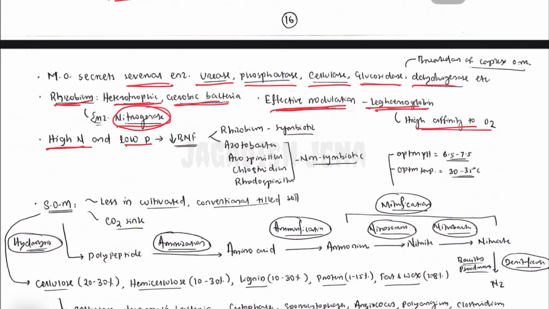High nitrogen, low phosphorus: if the nitrogen content of soil is high and phosphorus in soil is low, then biological nitrogen fixation is less. Rhizobium is a symbiotic nitrogen fixing bacteria. Then Azotobacter, Azospirillum, Clostridium, Rhodospirillum, these are non-symbiotic in nature. That means they are free living. They do not need a host plant for their action. That is non-symbiotic in nature.